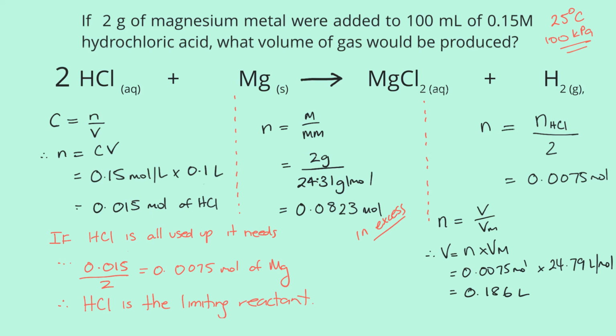Now I've got the question of significant figures. We're not going to use one significant figure because the magnesium metal was not used to determine the final volume of hydrogen, so we're going to use the information that we're given about hydrochloric acid, and that means we've got two significant figures. So the volume of gas that was produced was 0.19 litres to two significant figures.